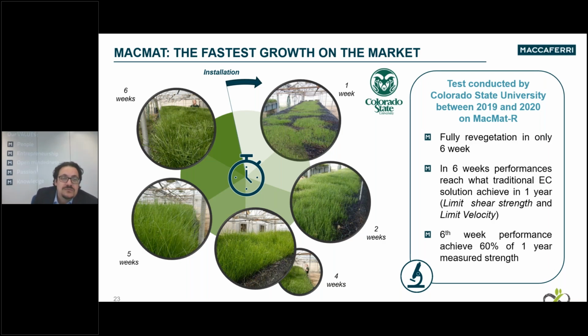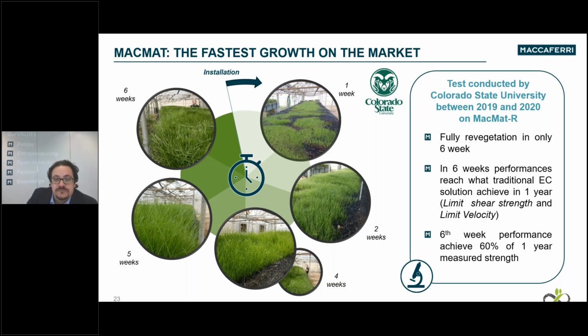But for our materials, since 2 weeks, the vegetation growth was completely full, and the product was completely covered by it. And just to give you an idea, after 4 weeks, it was requested to cut the grass in order to maintain the vegetation, because the vegetation speed was so high that it needed maintenance, I want to say.